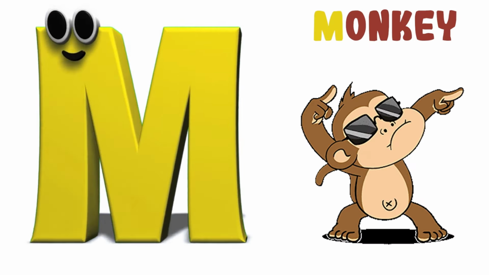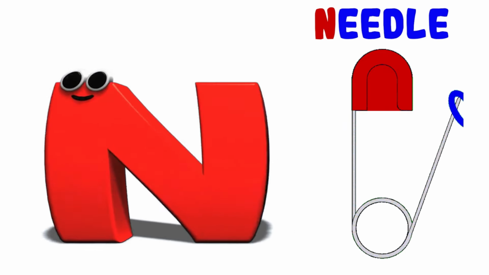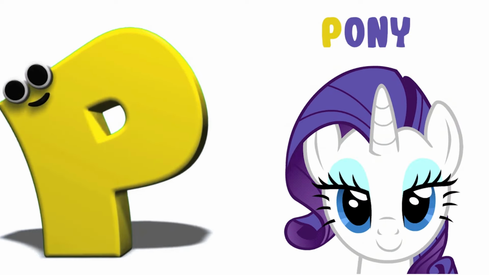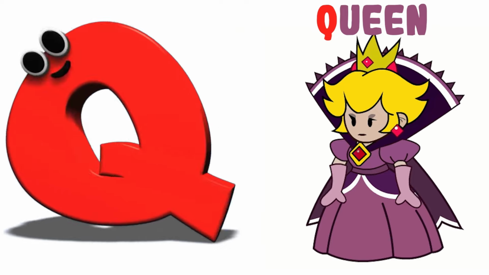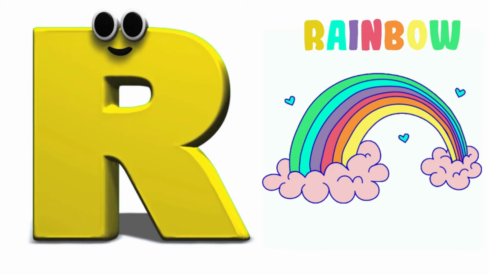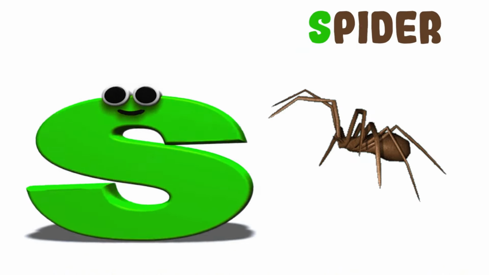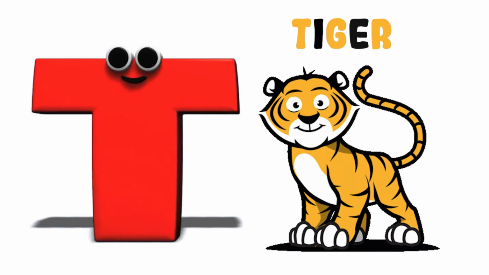M is for monkey, monkey. M, monkey. N is for needle, needle. N, needle. O is for orange, orange. O, orange. P is for pony, p, p, pony. Tiger, tiger, T, tiger.